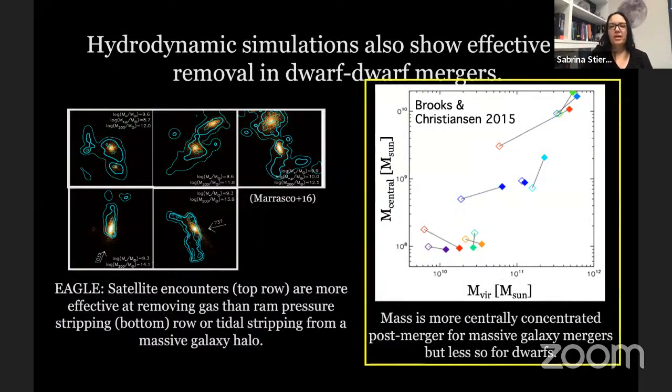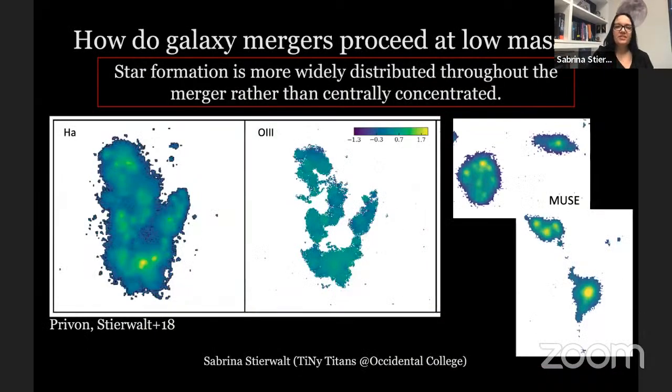There's also some work by Alison Brooks and Charlotte Christensen that has shown that mass ends up more centrally concentrated post-merger for massive galaxies. So those are the systems on the right of this plot. But as you go to lower mass halos, the before is the open symbol, the after is the closed symbol, that might not be the case. So a merger between two dwarfs might not be as good at centrally concentrating all that material, and instead it spreads it out. We also see this in the star formation.